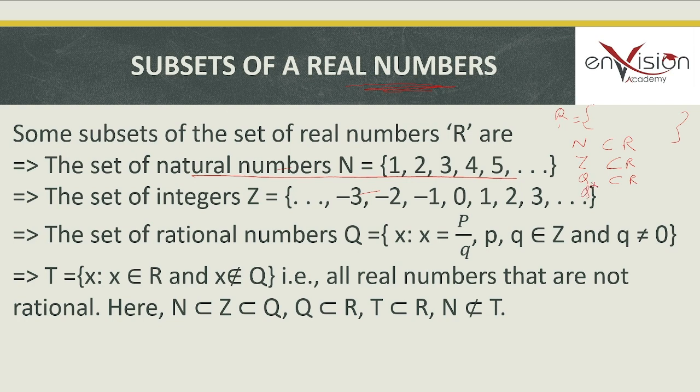Irrational numbers को हम कई बार Q star से भी denote करते हैं, because real numbers include all the rationals and irrationals. So all these are the subsets of real numbers. Is it clear? This is a kind of irrational here. So we have, और सबसे छोटा सेट हमारा नेचुरल नंबर्स है. नेचुरल नंबर्स इज अ सबसेट ऑफ Z, इज अ सबसेट ऑफ Q, Q is a subset of R, and T is a subset of R, then N doesn't belong to T. Here T is the irrational numbers.